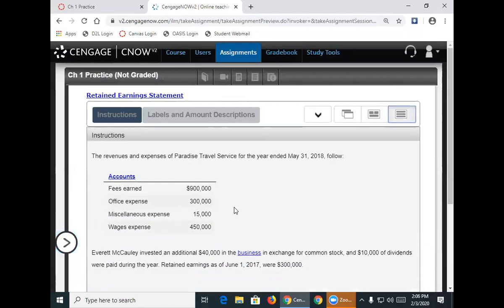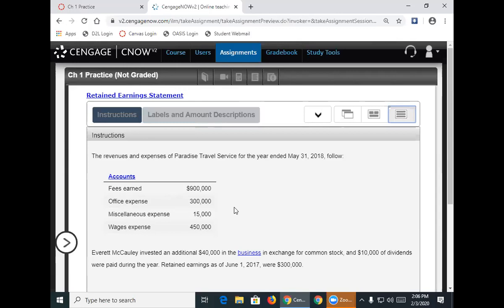So it gives us the revenues and expenses for Paradise Travel Service for the year ended May 31st. It says we invested an additional $40,000 in the business in exchange for common stock, and $10,000 of dividends were paid during the year. Retained earnings as of June 1st, 2017 were $300,000. So when it gives us that, that means that was our beginning retained earnings at the very beginning of the year. Now we're at the end of the year. So this year runs June 1st of 2017 through May 31st of 2018.